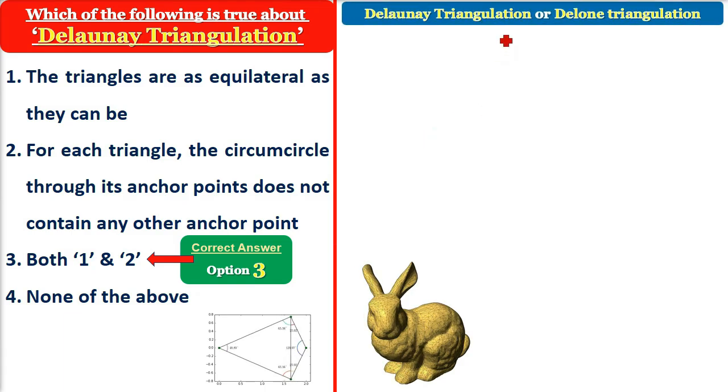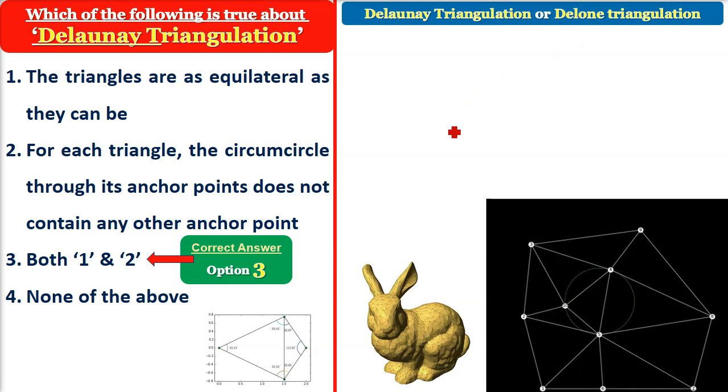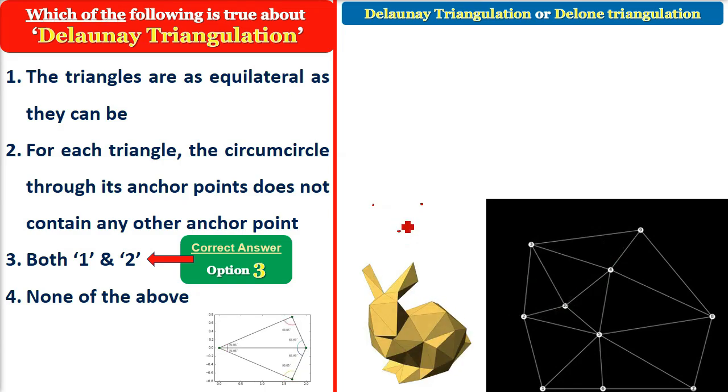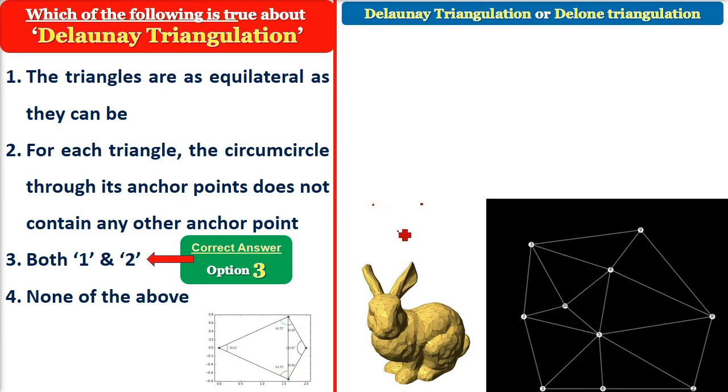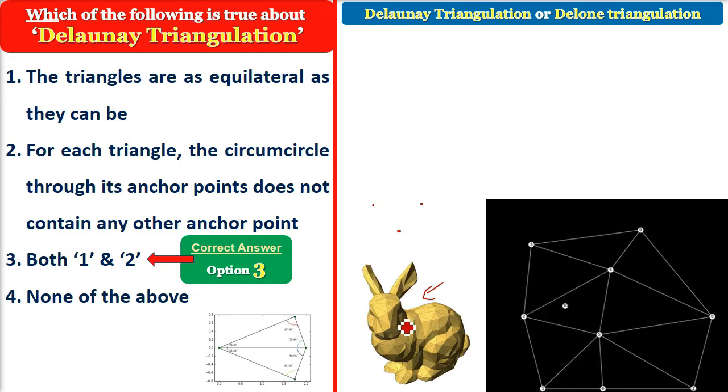What is a Delaunay triangulation or Delone triangulation? So first of all, how is this Delone triangulation done? We have different points. Now taking 3 points, we make a circumcircle. If there is another point in between, then you cannot join these triangle points. For example, if you see this rabbit, the triangles which you see are increasing and decreasing, and more triangles mean more smooth and realistic shape.